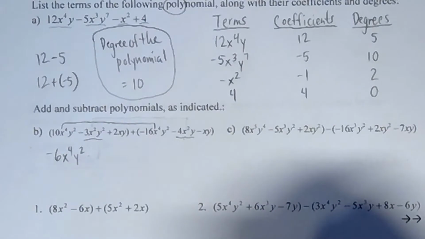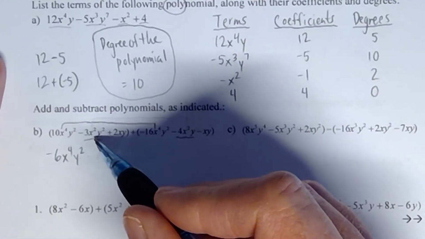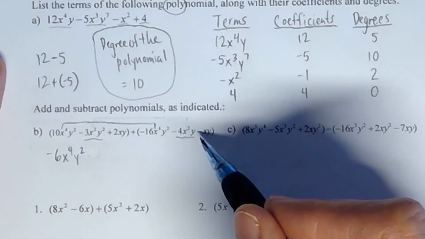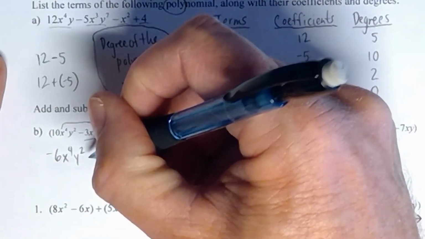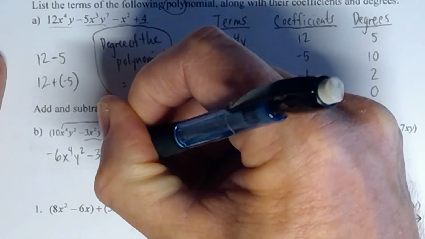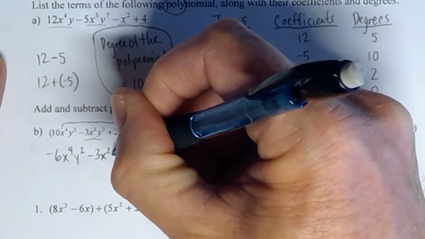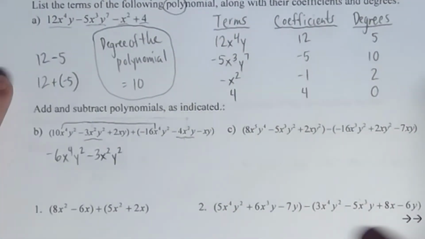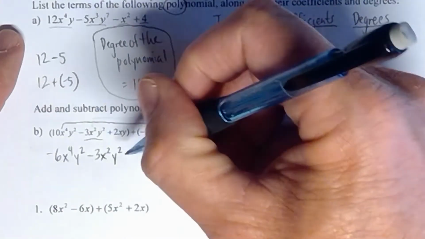So like we said, when you have a term that does not have a like term that goes with it, you just bring it down into the answer, and because it's negative, we're going to put a minus in front of it. Again, we've got to have the pluses or minuses in between in our answer when we combine like terms. Same thing here.